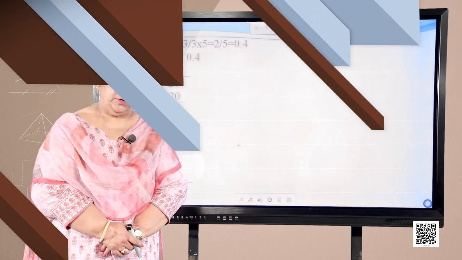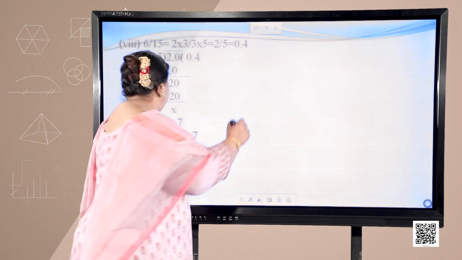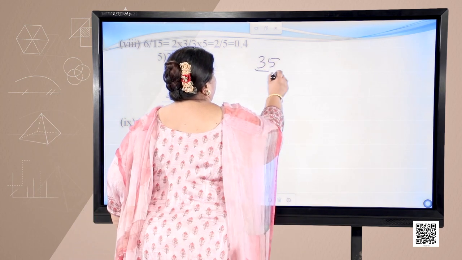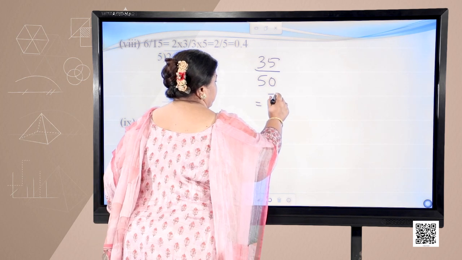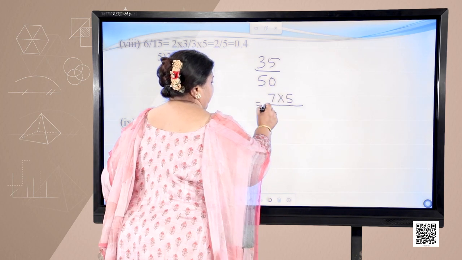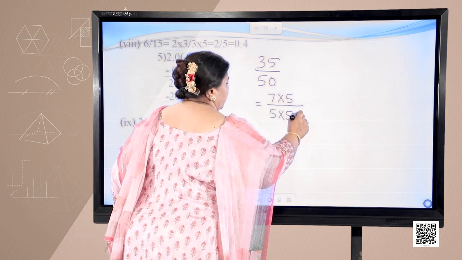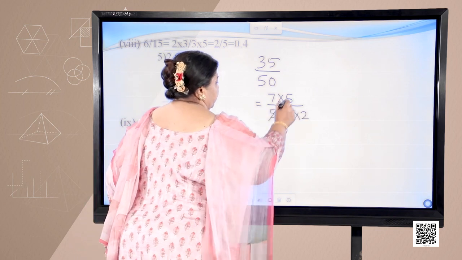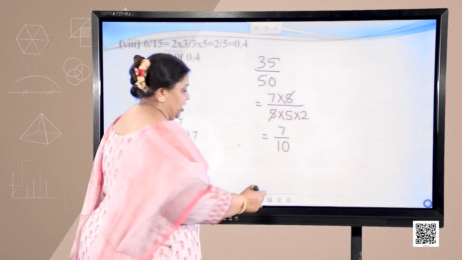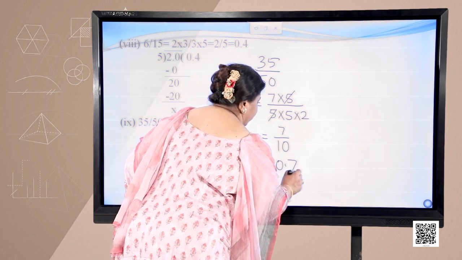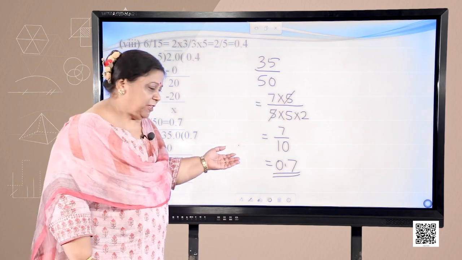It's easy. So, students, let us do the next part. It is 35 divided by 50. What are the factors of 35? Yes, you are right. 7 5s are 35. And here I can get 5 into 5 into 2. Okay. So, 1 5 gets cancelled. I get 7 upon 10. Fantastic. I need not change. So it is 0.7 is the decimal expansion of 35 upon 50. Let us do the next part now.